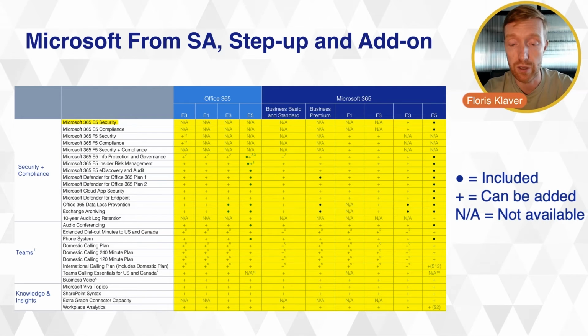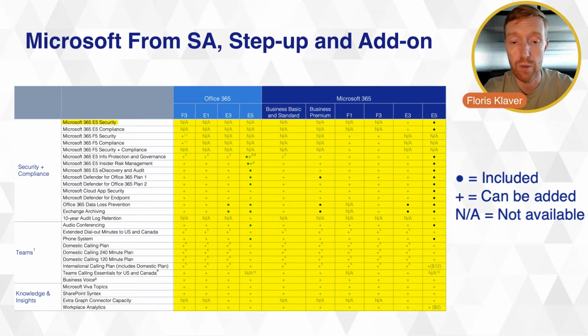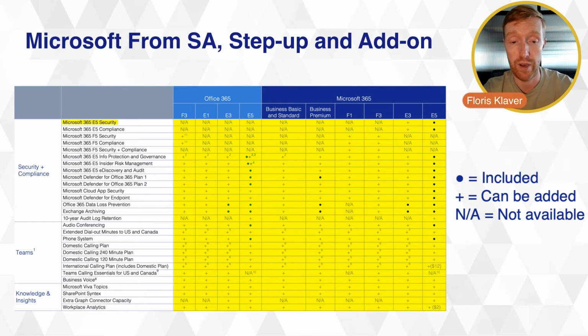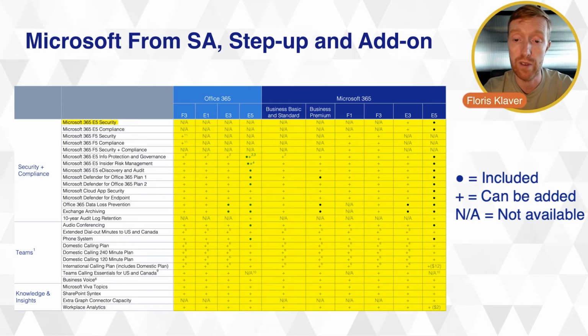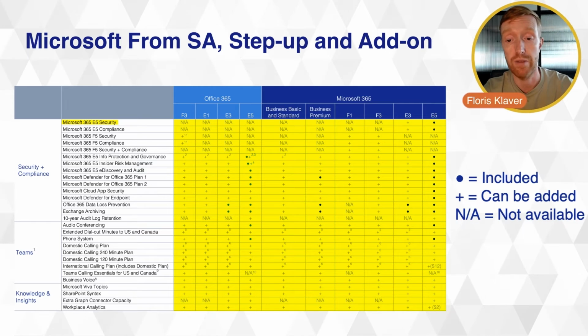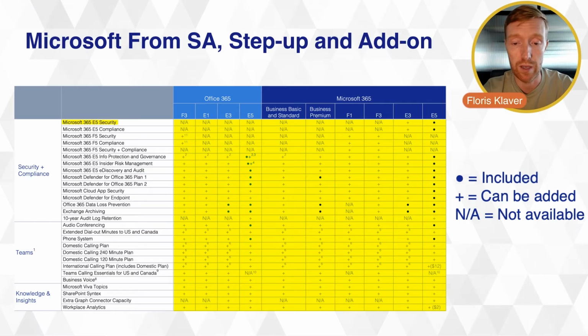So a plus can be added. If it has a circle, it's already been included, and not available or not applicable is where it's not available. So an E5 Security license is already included, obviously, in the entire Microsoft 365 E5 suite, but you could add it as an add-on to an E3 license.